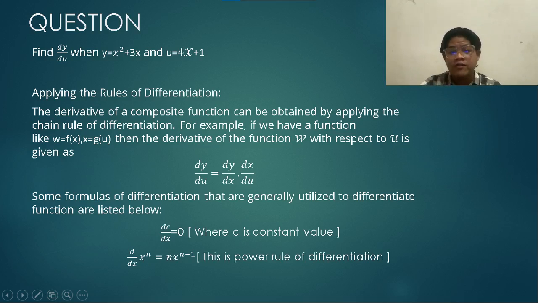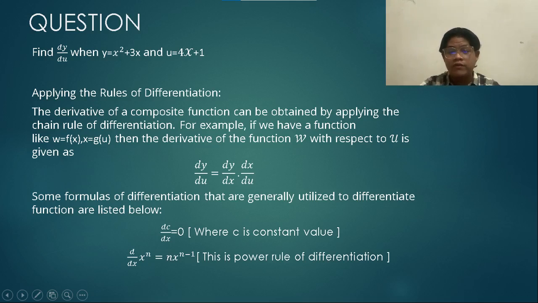The derivative of a composite function can be obtained by applying the chain rule of differentiation. For example, if we have a function like w = f(x) = g(u), then the derivative of the function with respect to u is given as dy/du = dy/dx · dx/du.